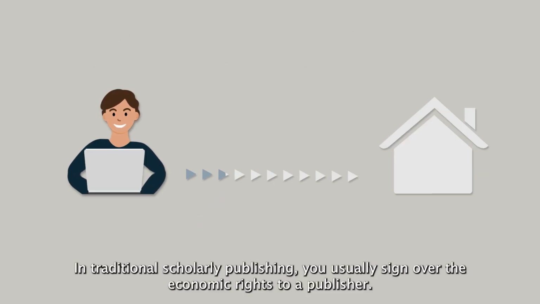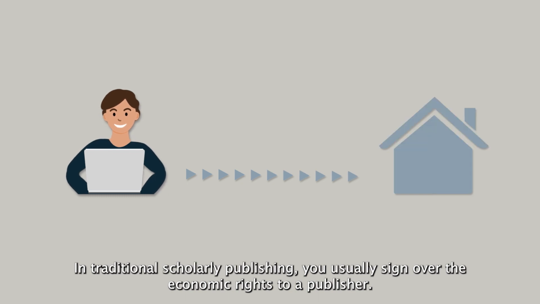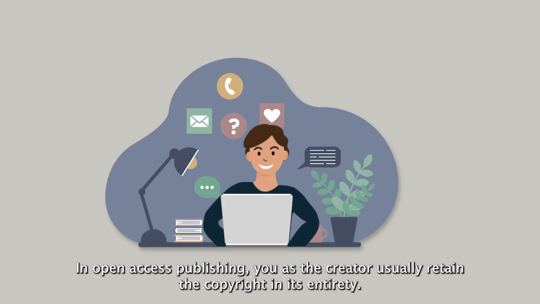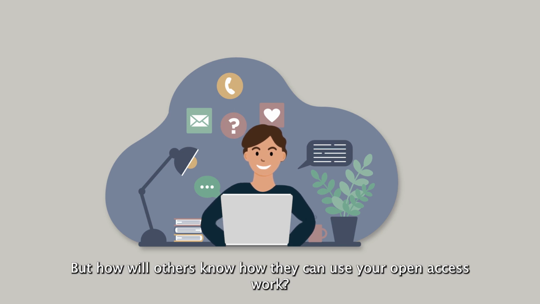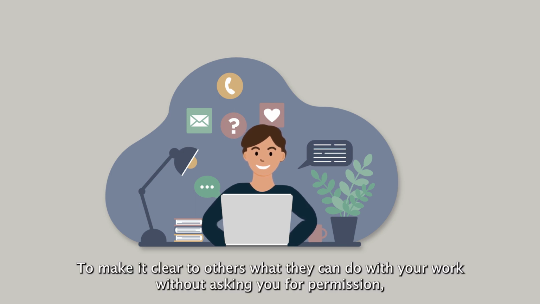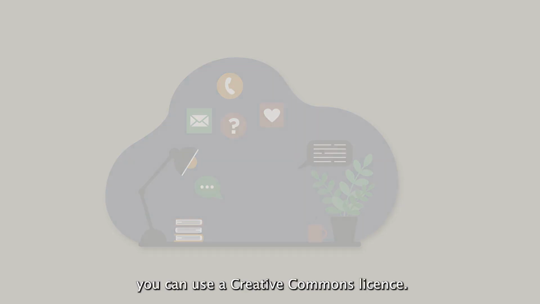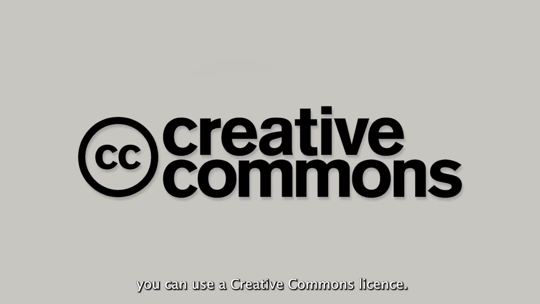In traditional scholarly publishing, you usually sign over the economic rights to a publisher. In open access publishing, you as the creator usually retain full copyright. But how will others know how they can use your open access work? To make it clear to others what they can do with your work without asking for your permission, you can use a Creative Commons license.